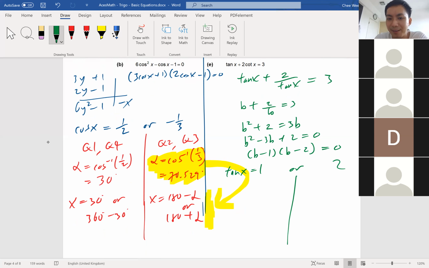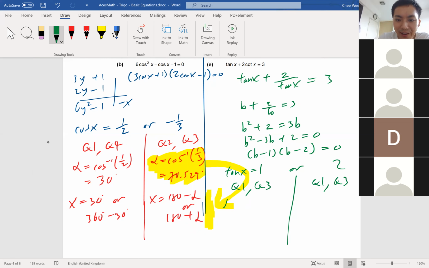So which quadrant are we looking at? If it's 1 or 2, then both are positive, right? So then it's Q1 and Q3, for both cases. But they have different alphas.